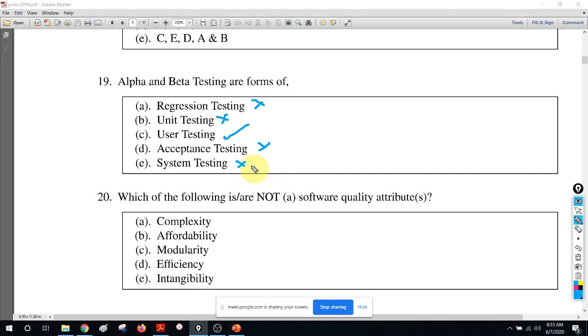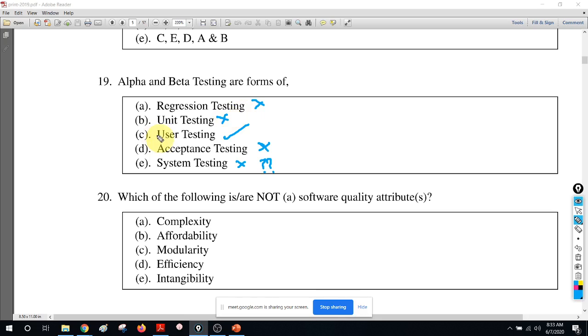I don't know whether they can take it as system testing because we are just using it most of the time. Okay, I don't know, so it's debatable. I will only go for C. Now let's see the answers. 19. Yes, answer is C. Answer is C because it's not a formal system testing. Okay, so answer is C.